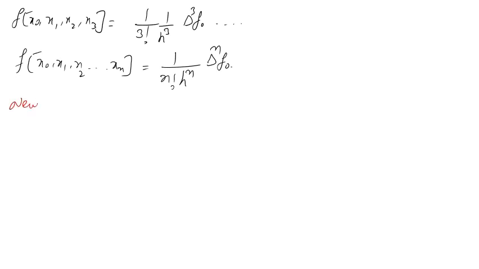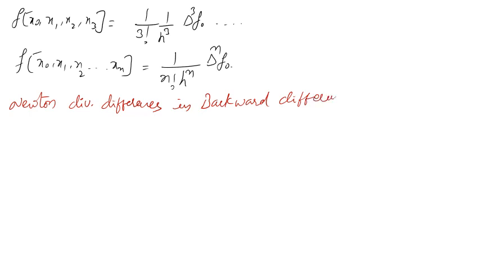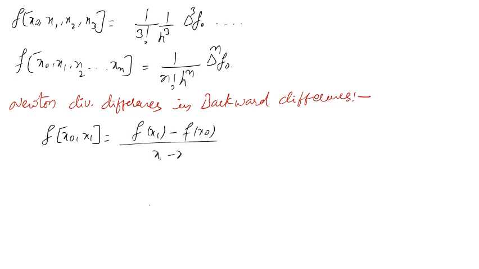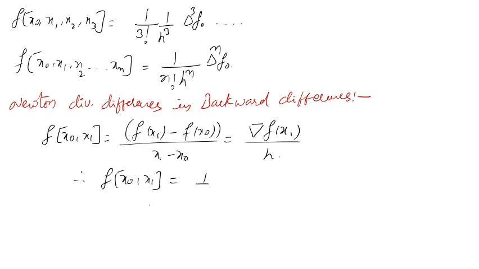Now, another case, Newton divided difference in backward differences. Now what is the backward divided difference? The first order backward divided difference is what? What is the formula? F of x1 minus f of x0 by x1 minus x0. And this in terms of backward difference is del f of x1 by h. Therefore, f of x0, x1 is equal to 1 by h del f1.